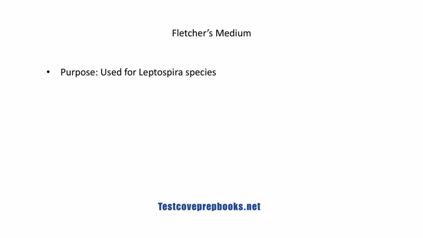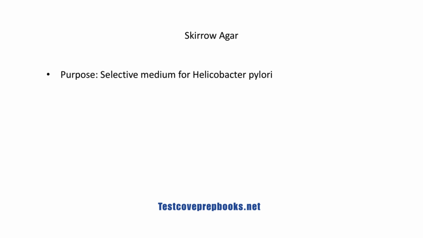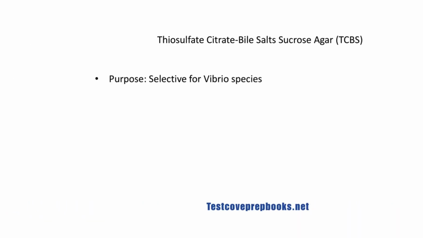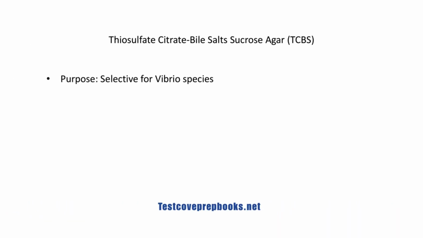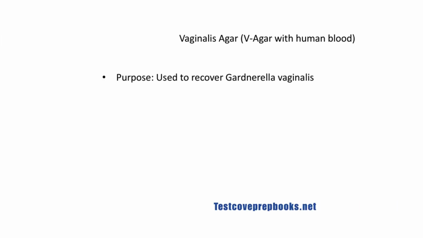Fletcher's medium is designed for the recovery of Leptospira species, which are delicate spirochetes. Skirrow agar is selective for Helicobacter pylori, the bacterium associated with gastric ulcers and gastritis. Thiosulfate citrate bile salt sucrose agar, or TCBS, is used for the isolation of Vibrio species, including Vibrio cholerae.